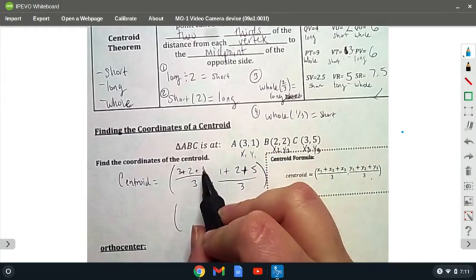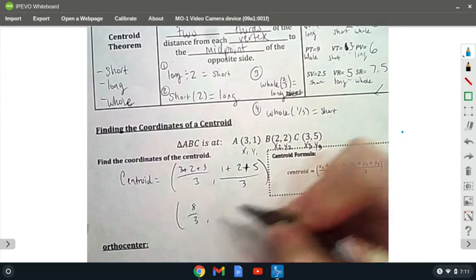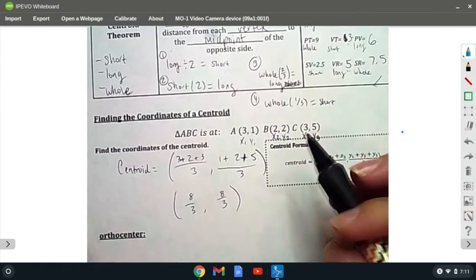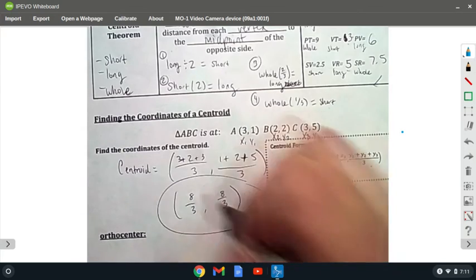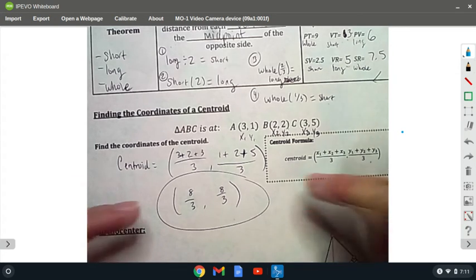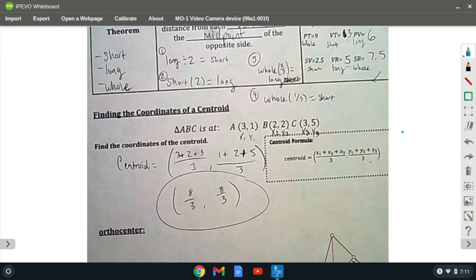3 and 2 is 5, plus 3 is 8 over 3. This is also going to give me 8 over 3. Now, I could leave it as this. This is my centroid because 8 divided by 3 is not going to give me a whole number. It's not going to give me a pretty number. It's going to give me a decimal, so I would rather you leave it in fraction form. So that would be your coordinates of your centroid.